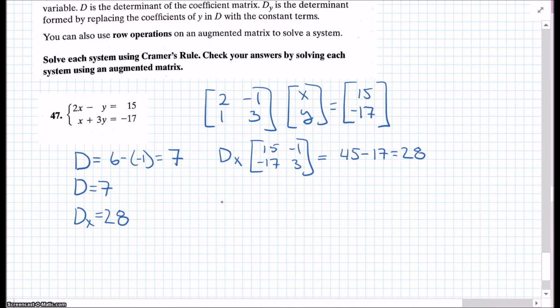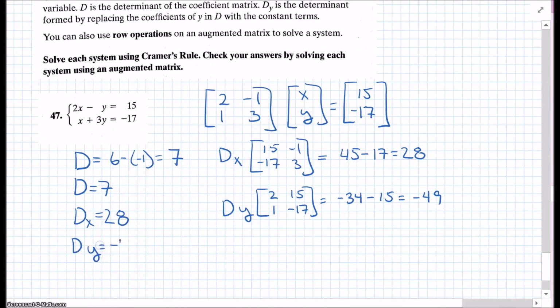Now let's find my D sub y. We're going to use the x values from the coefficient matrix, and then replace the y values with the constant matrix. Again, we're going to find the determinant, so we cross multiply. 2 times negative 17 is negative 34, minus 1 times 15 is 15. So I'm going to have negative 49. So D sub y is negative 49.